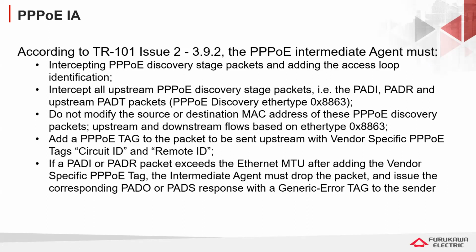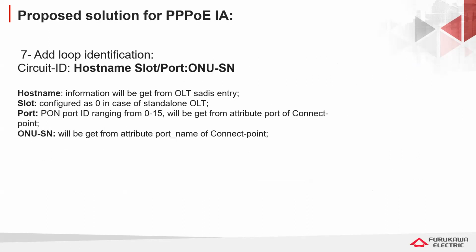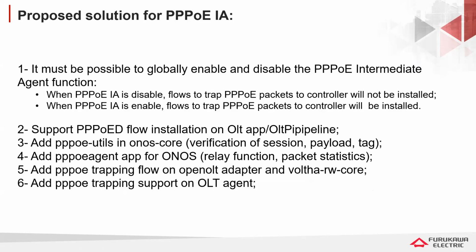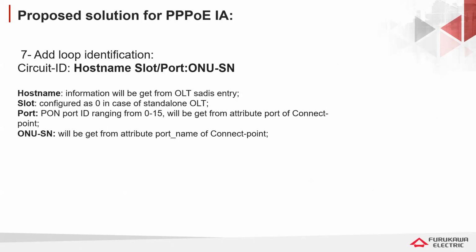This is Amit. I have a question on the PON port ID that you talked about. I think you get it from the connect point. The PON port ID ranging from 0 to 15. This is something which I don't understand. Is the PON port identification, right? And we get it from the port attribute of the connect point.